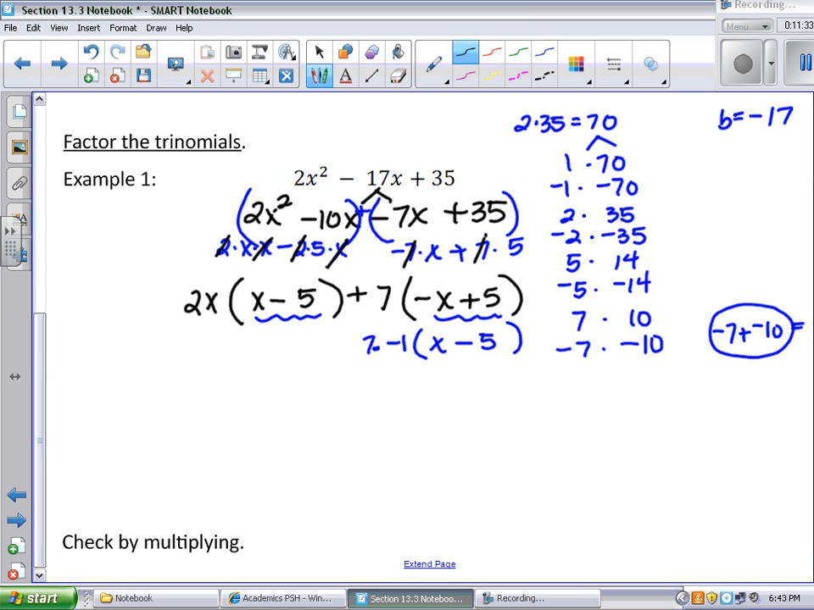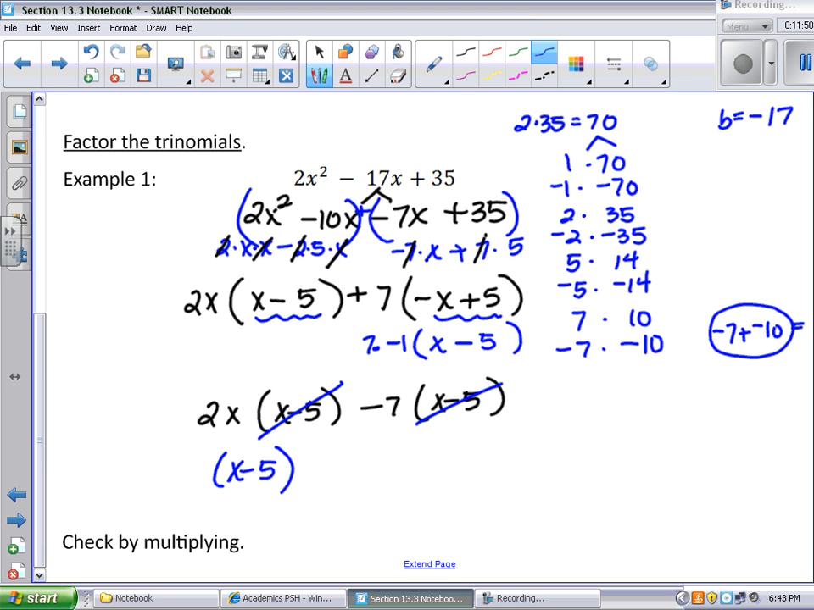So now when I look at my factors, I have 2x times x minus 5 minus 7 times x minus 5. Now those 2 factors in my group are the same, x minus 5.